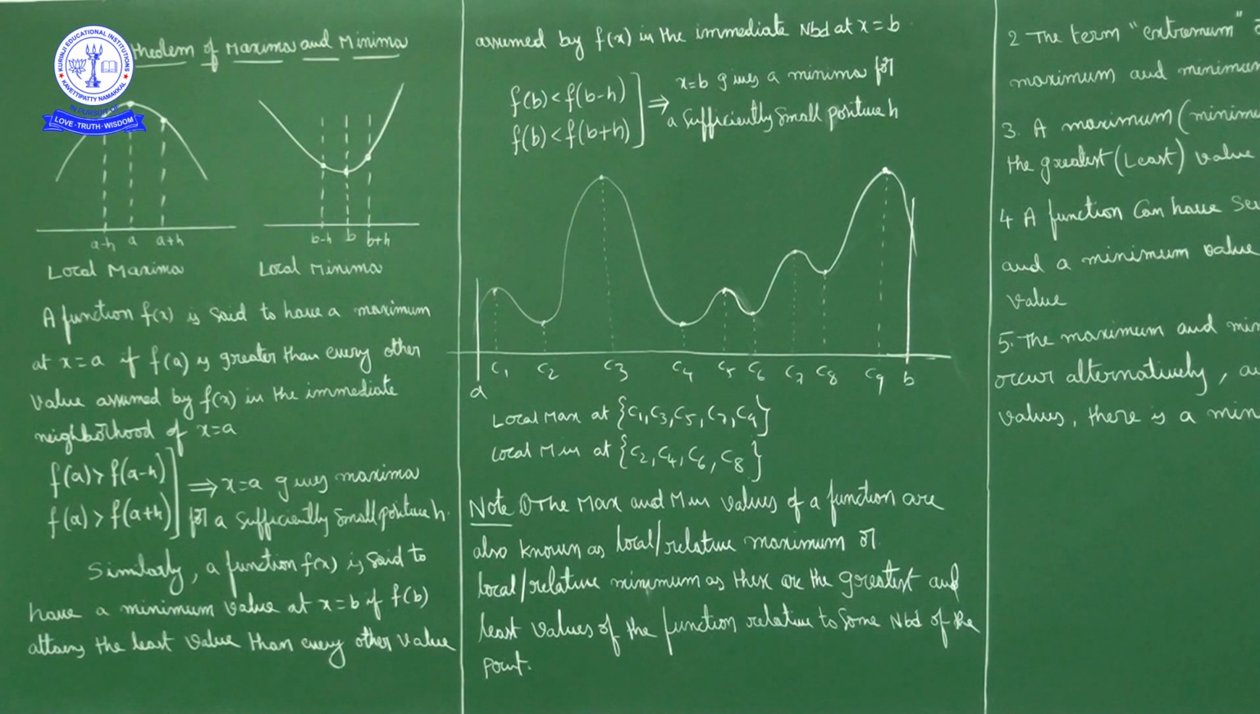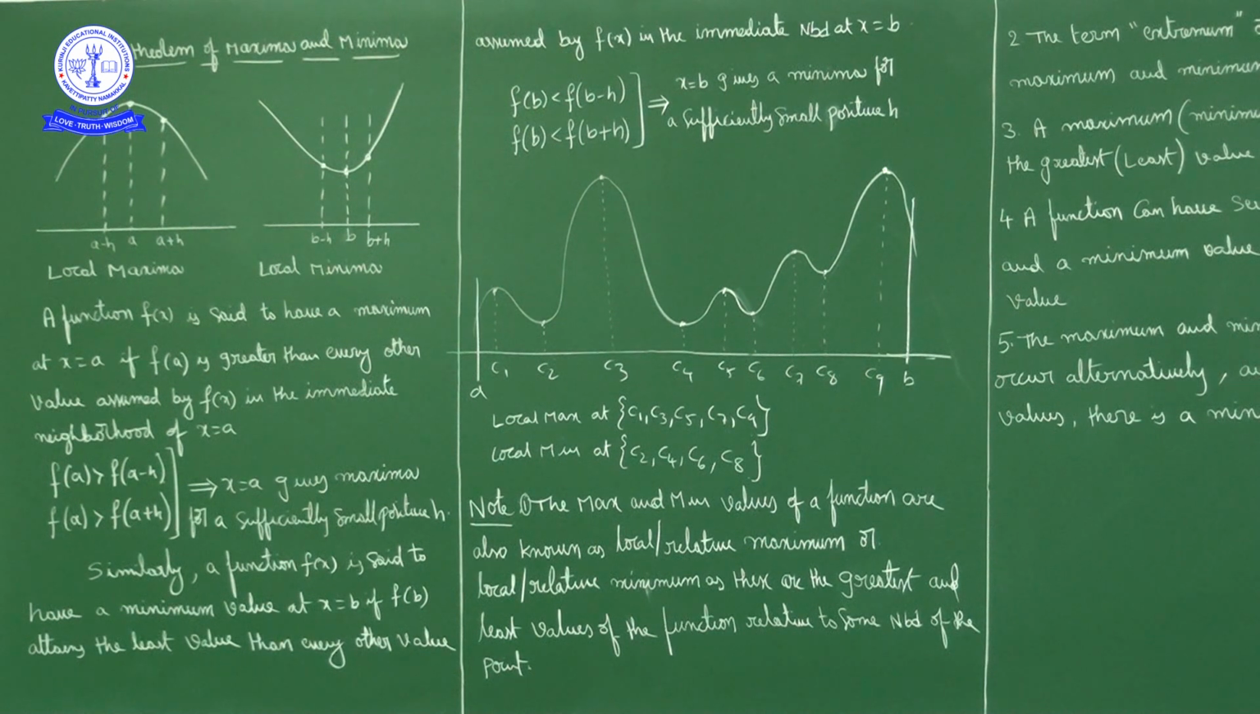A function f of x is said to have a minimum at x is equal to b if f of b attains a lesser value than any other value assumed by f of x in the immediate neighborhood of b, meaning around b. If you take b minus h, just below b, or b plus h, just above b, you can observe that f of b is the smallest value. Then x equal to b gives a minimum value.